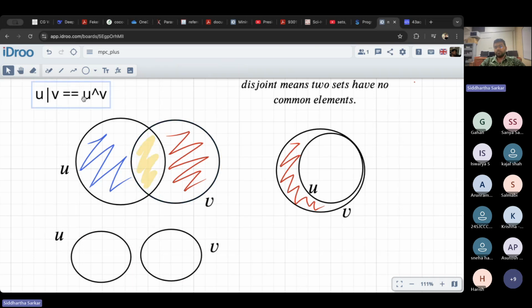As we have seen, U caret V, that is a symmetric difference, the part which is exclusive to U, which is the blue part, union the part which is exclusive to V, that is the red part. This is equal to the entire thing when the middle part, this common part, is not there. This yellow part is not there at all. That's why U and V should be disjoint.